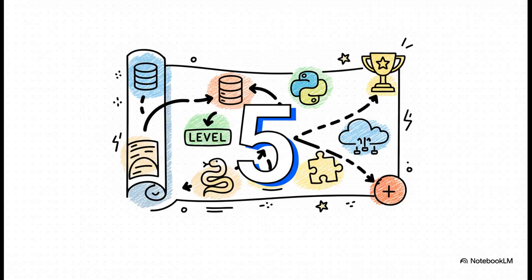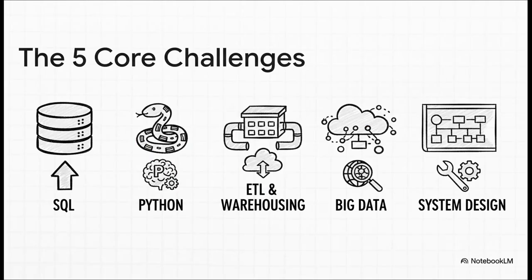And that layout, that map, it's all built around, count 'em, five core competency areas. We're going to treat these like levels in a video game, the key challenges you've got to clear to win. So what are they? Well, these are the 5 pillars of data engineering: SQL mastery, Python and data manipulation, ETL and warehousing, big data and cloud ecosystems, and finally the big one, system design. If you can show you're strong in each of these, you're going to be in a fantastic spot. So let's dive into level 1.